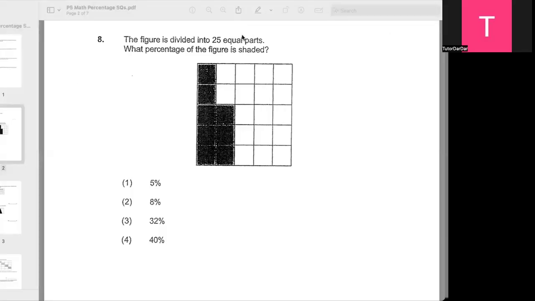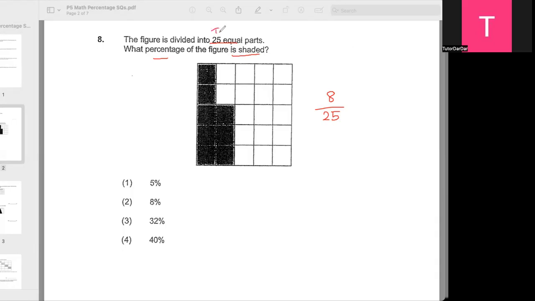The figure is divided into 25 equal parts. What percentage of the figure is shaded? So the total is 25 here. So we will put the base as 25. How many are shaded? 1, 2, 3, 4, 5, 6, 7, 8. 8 of them are shaded. And what we need is the percentage of the figure which is shaded. So I have 8, which is shaded, divided by the total, which is 25.